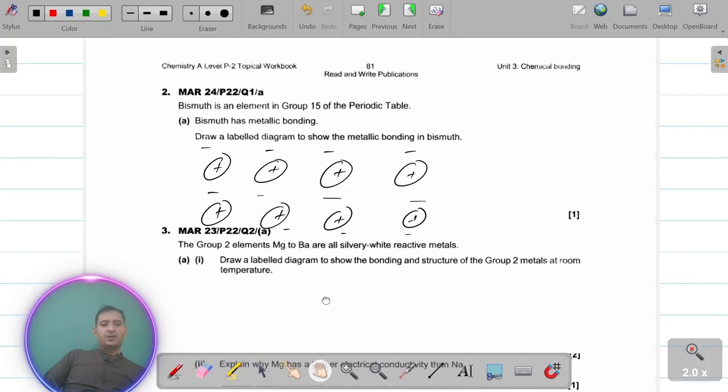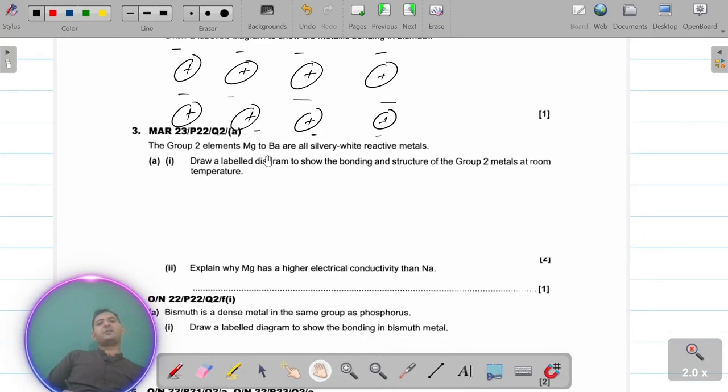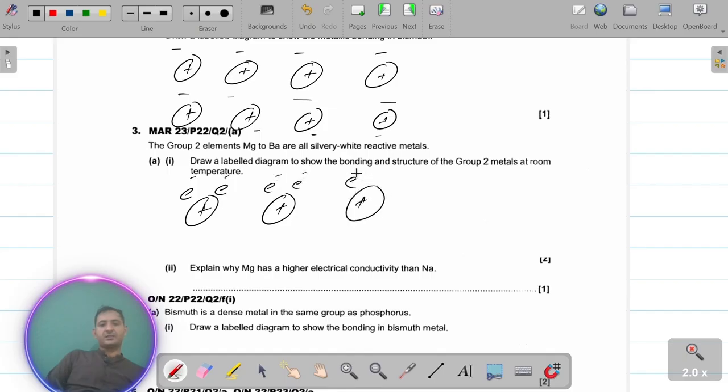Okay, group 2 elements from magnesium to barium are all silvery white reactive metals. Draw a labelled diagram to show the bonding and structure of a group 2 metal at room temperature. Show the bonding. Okay, group 2 metal. For example, I'm just drawing the central cation, and now 2 electrons per atom because it is from group 2. 2 electrons per atom. Okay, because there are 2 electrons in the valence shell of this. So now I have this positive, and you can see this positive.